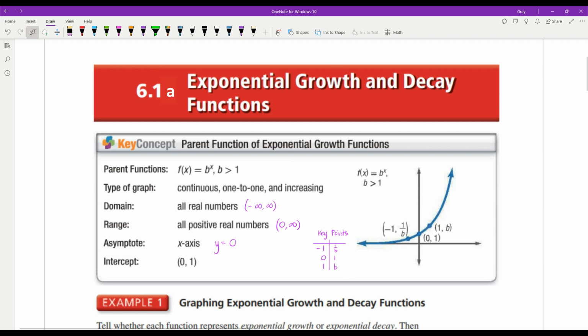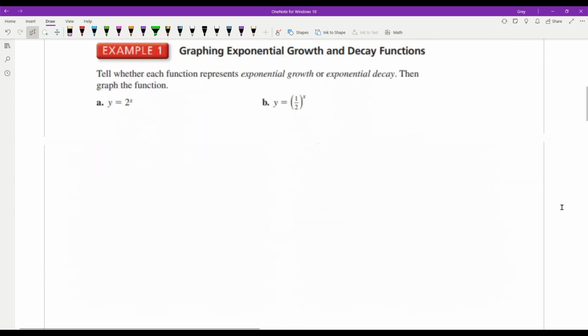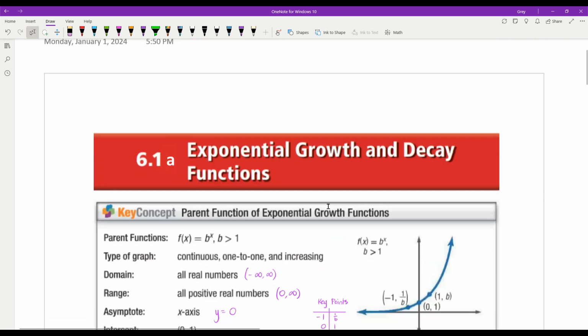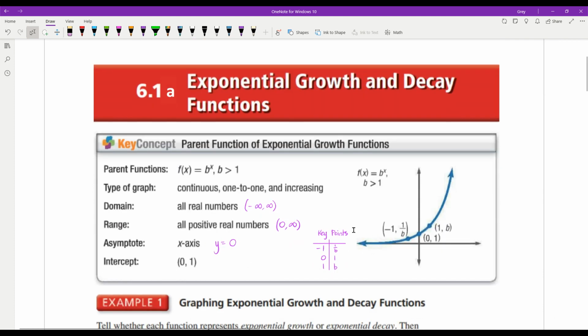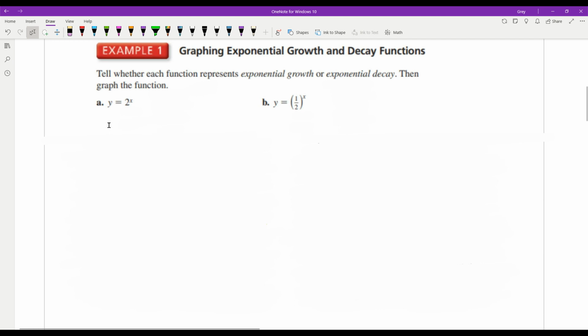Okay? So let's talk about graphing them. Tell whether each function represents an exponential growth or exponential decay, then graph the function. You had a little bit of that in your warm-up, but the key is always going to be that b. All right, b greater than 1 is going to be growth. B less than 1 is going to be decay. So you have to be able to identify the b, which is the base of your exponential function.